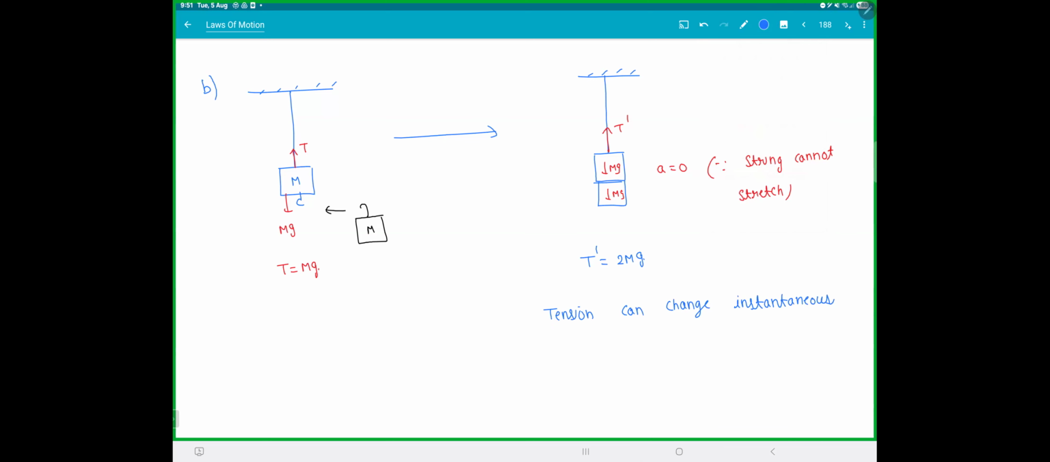There. That is how tensions vary in springs and strings. In strings, you don't need any time delay. Immediately tension will change. In springs, it will depend on your elongation or compression. So it takes time. If you give time, then it will change. But at the moment when you attach the block, nothing is going to happen. Is this clear, everyone? A string and a spring.